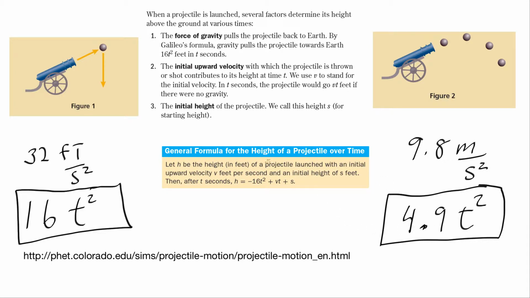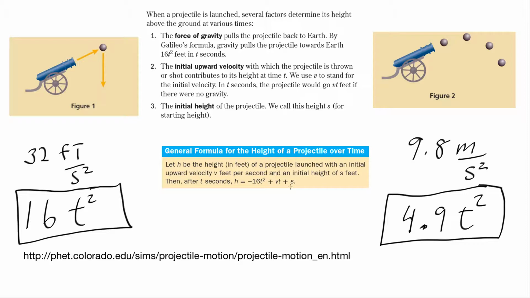We have a general formula for the height. We have a negative 16t squared, negative because gravity is pulling downward. Velocity, v is the velocity, that's feet per second, and it's positive, so it's indicating an upward velocity. And finally, we have an initial height. How high was the object when it started?